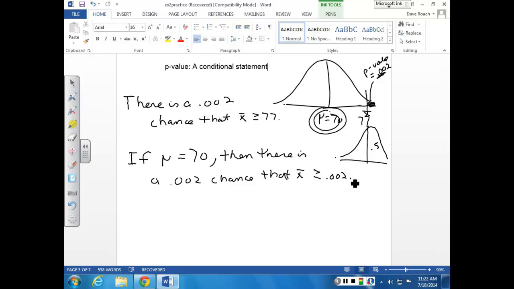So whenever you're talking about interpretation of a p-value, make sure you include or look for in the multiple choice questions some conditional thing, like an if-then. If the null hypothesis is true, then there's a 0.002 chance of observing a statistic. But I'm assuming here that HA is mu greater than 70. So I just have p-value here. That says there's a 0.002 chance that the x bar is greater than 77. Oh, I'm sorry, 77. Thank you. Yeah, it is 77.